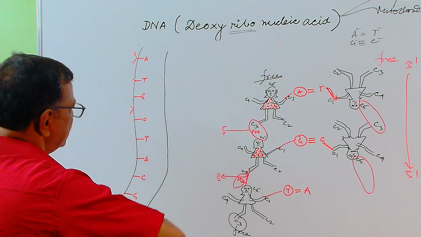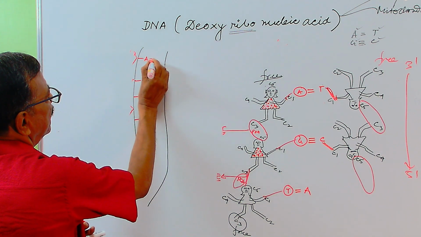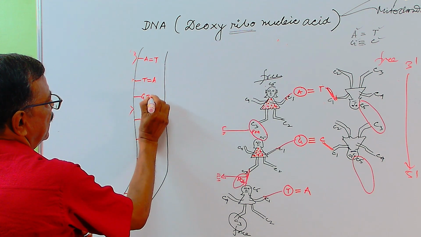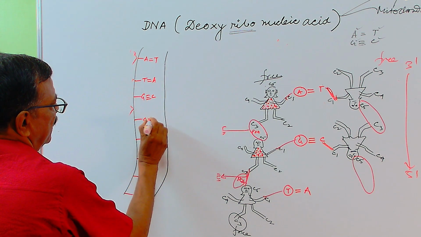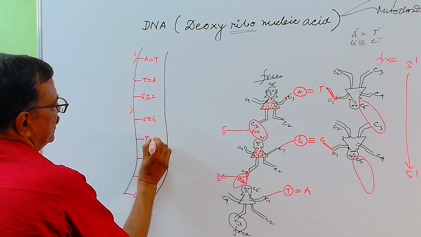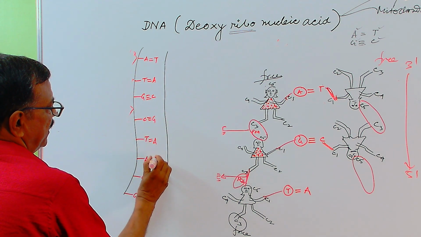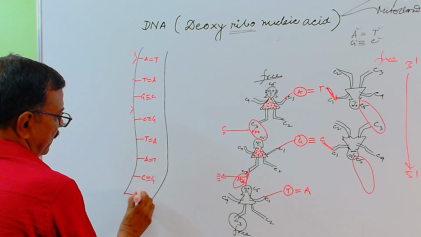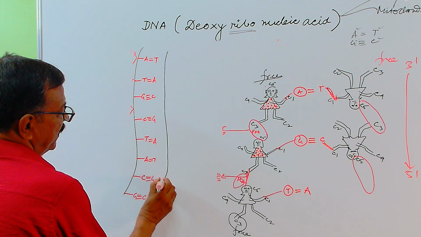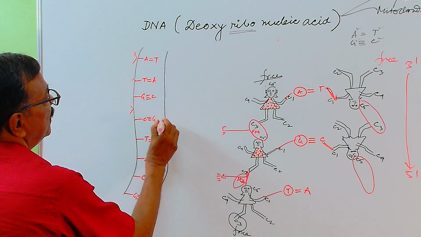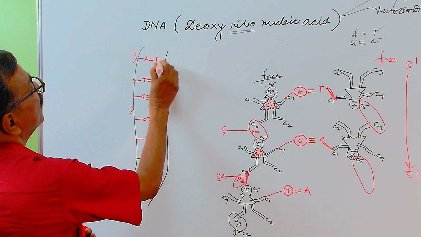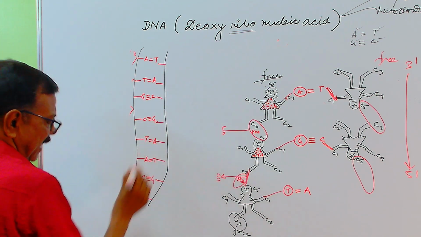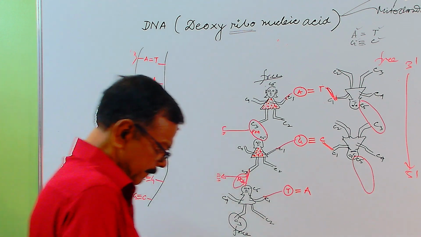A will join with T by a double bond. T will join with A, G with C, C with G. T double bond A, double bond T, C triple bond G, G triple bond C. So this will remain joined in the number one position. This is the phosphodiester bond, and these are known as glycosidic bonds. Clear?